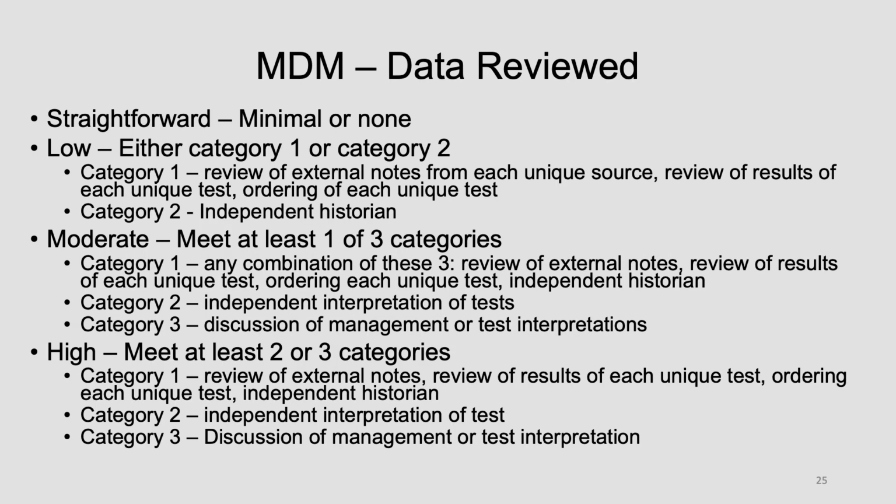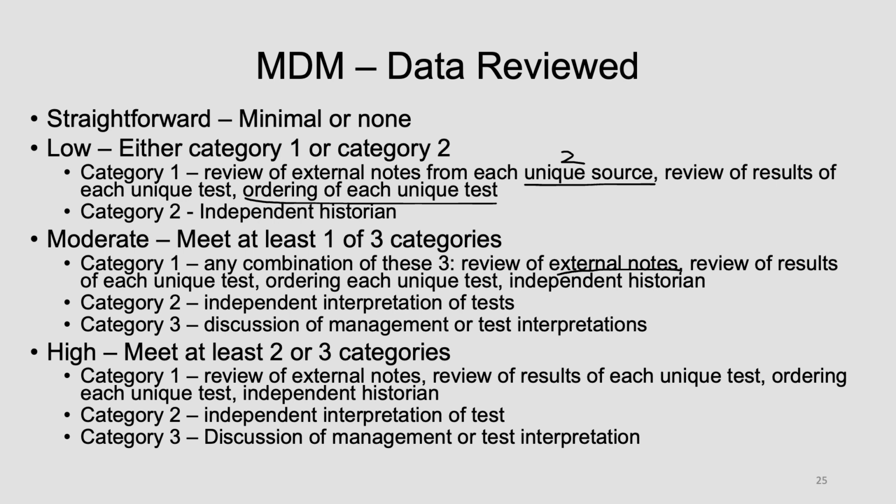So let's move on to the second element. You have low, moderate, straightforward, low, moderate, and high. So for low, review of external notes from each unique source. Remember we had unique sources. We had the reviews from the two physicians, the first physician and then the admitting physician. Review of each unique test, ordering of each unique test. Okay, so we had two unique sources, so you can count each one of those separately. So not an independent historian in this case.